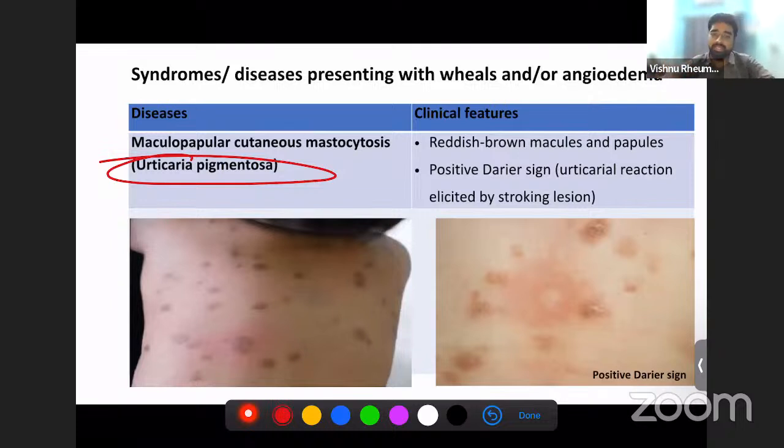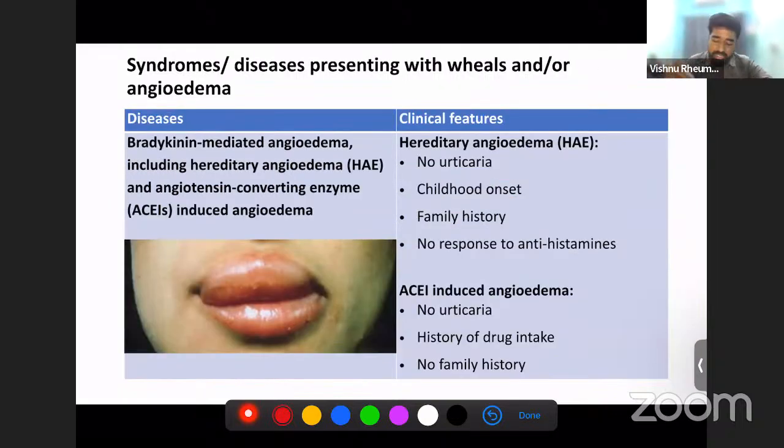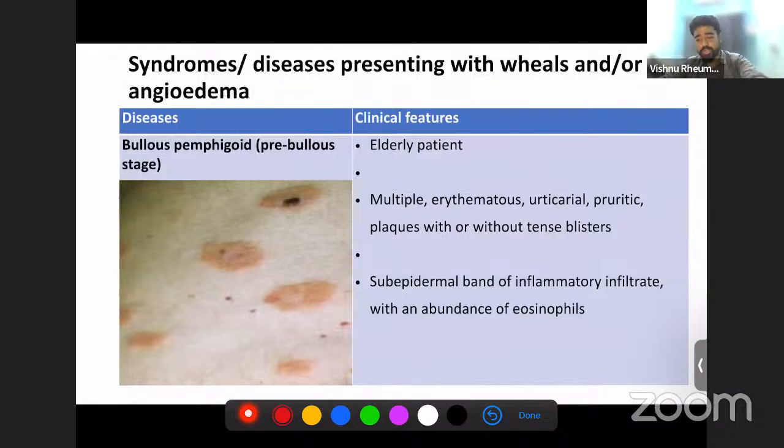So here, this is also a popular NEET PG question, that is your Darier sign, which is usually seen in mastocytosis, which is basically when you stroke the skin, then you will get a urticarial reaction, which is your Darier sign. And in general, it is usually reddish brown macules and papules. Then ACE inhibitor or bradykinin angioedema, which we already discussed, it can be either hereditary or ACE inhibitor, depending on whether there is drug intake history or not.